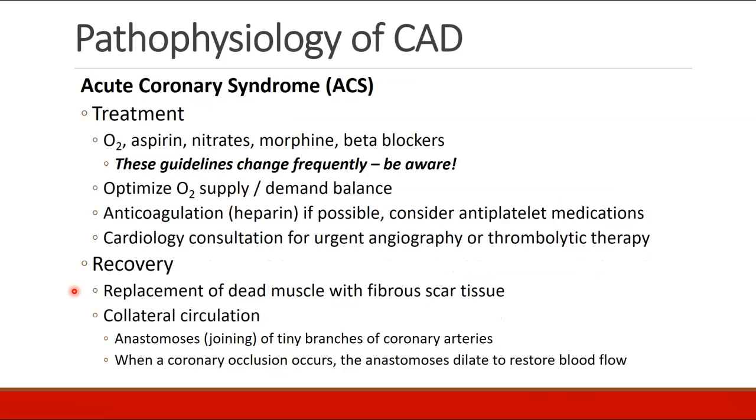Treatment for acute coronary syndrome starts with basic supportive care: oxygen, aspirin, nitrates, morphine, and beta blockers. However, these guidelines do change frequently, and you should be aware. For example, the newest guidelines suggest giving oxygen only if the patient is hypoxic. In general, though, we do want to optimize the oxygen supply-demand balance.